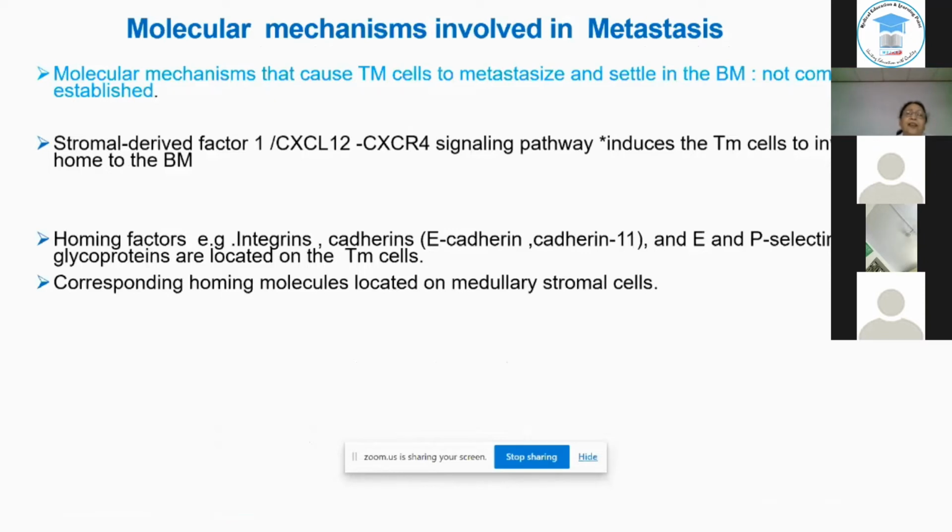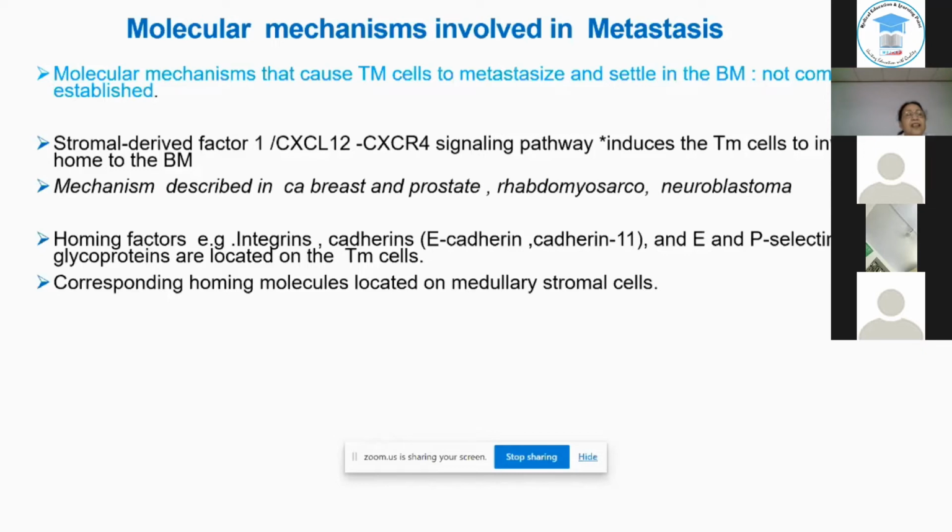The molecular mechanism is not completely established. There are various theories. Just like the first one, there is stromal derived factor, also known as chemokine ligand 12, and chemokine receptor 4 signaling pathway, which induces the tumor cells to invade and home to the bone marrow. This mechanism is described in carcinoma of breast, prostate, rhabdomyosarcoma, and neuroblastoma.